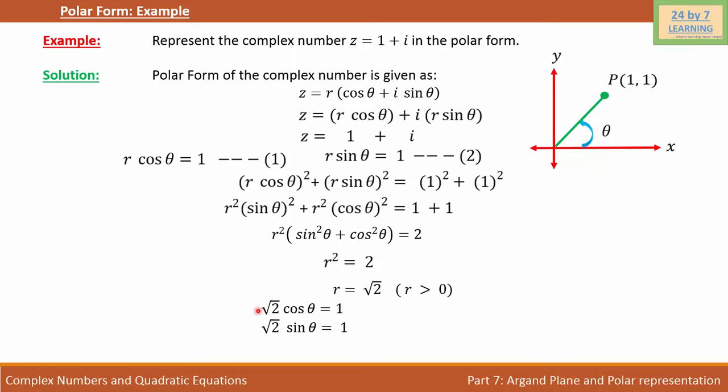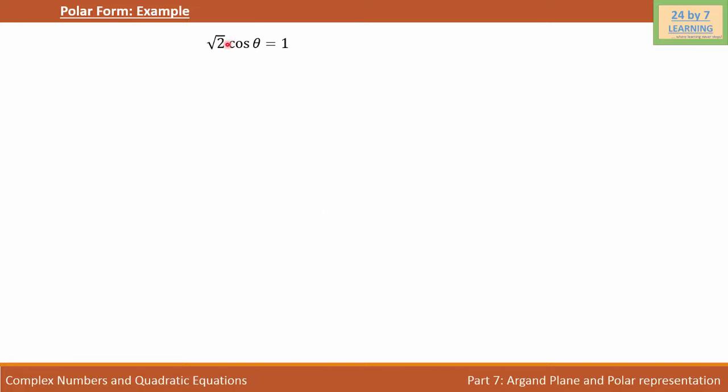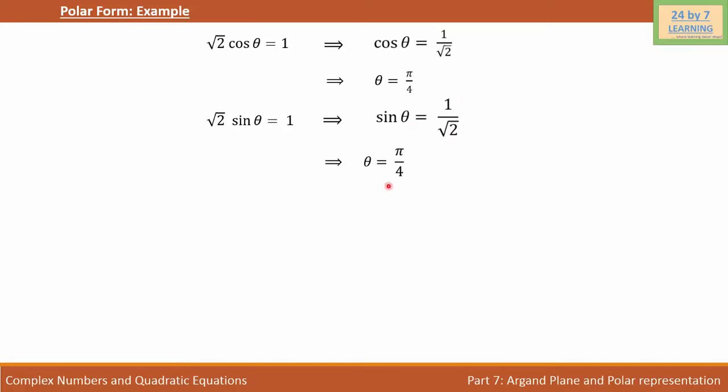I'm going to consider one equation at a time and solve it. First, the first equation: square root of 2 cosine theta is equal to 1. If I simplify this, cosine theta is equal to 1 over root 2, so theta equals pi over 4. Now let's simplify the second equation: square root of 2 sine theta is equal to 1. Sine theta is equal to 1 over root 2, which will give us theta equals pi over 4. So as you can see, the value of angle theta is pi over 4.